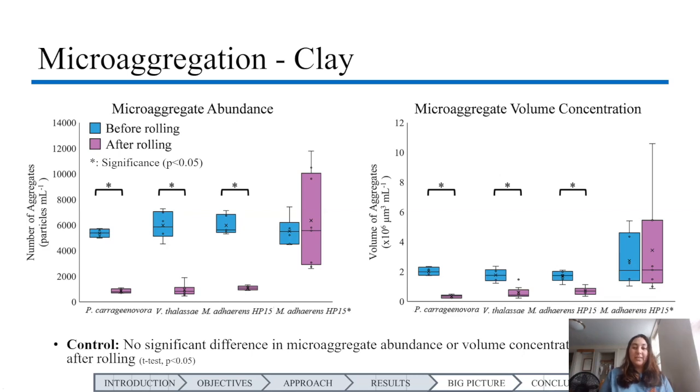Here, both the abundance and volume for the clay tanks did show a significant decrease after the rolling period, with the exception of Marinobacter adherens HP15, which did not experience a significant decrease between rolling periods due to a high level of variability.